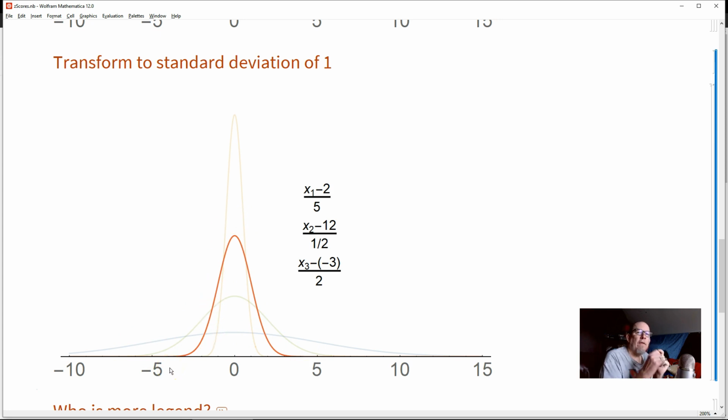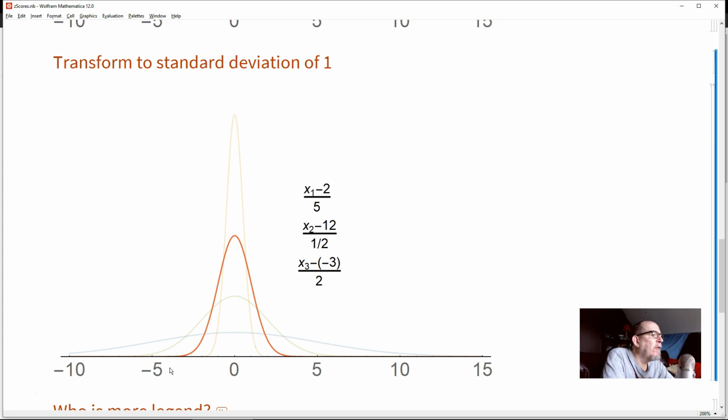And this is the key here. What it does is it takes any normal distribution values and turns those numbers, x minus the mean over the standard deviation, into what we call a z-score. And the z-score tells me how many standard deviations from the mean that value is.